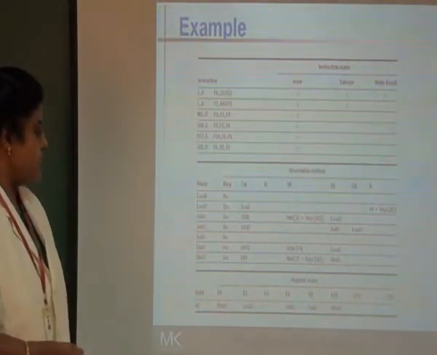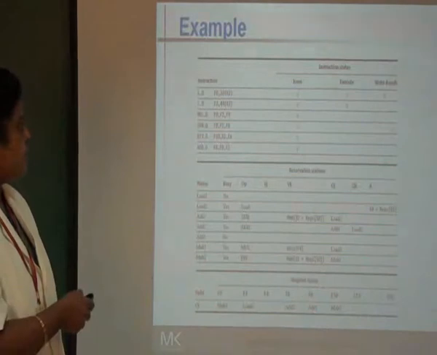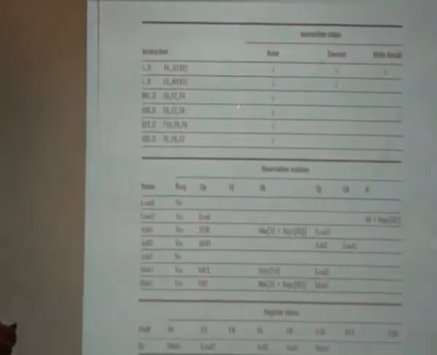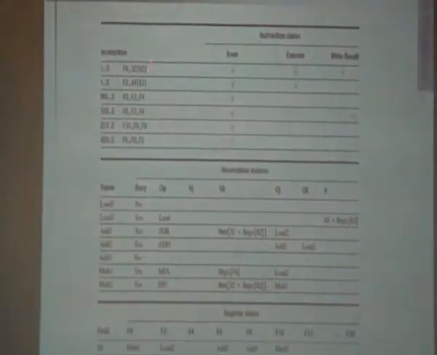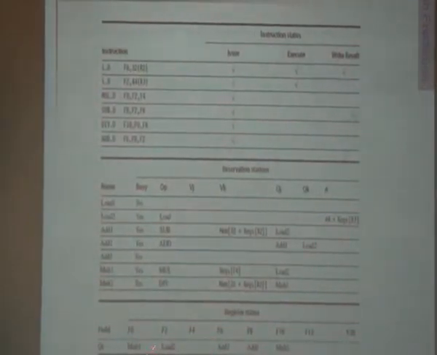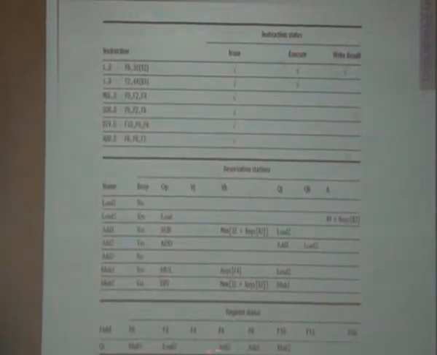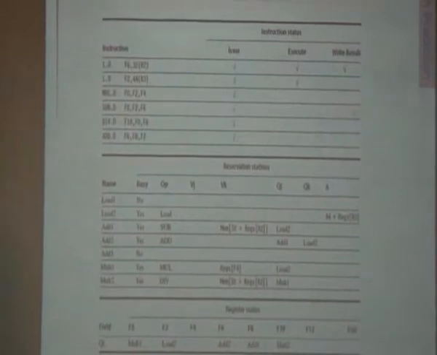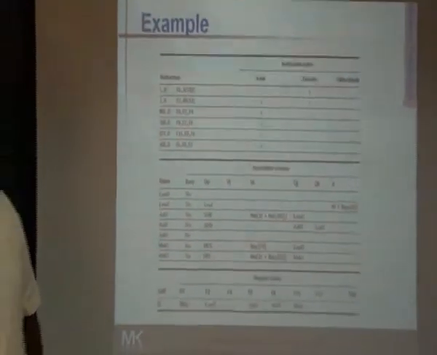So what is the register status? We are using the registers F0, F2, F4, F6, F8, F10, F12 and so on. For all these registers, what is the register status? We are using F0, F2, F4 is free, F6, F8 and F10. So what is the content of the field Qi and what are the operations involved for all the registers? That is also specified in the last column.